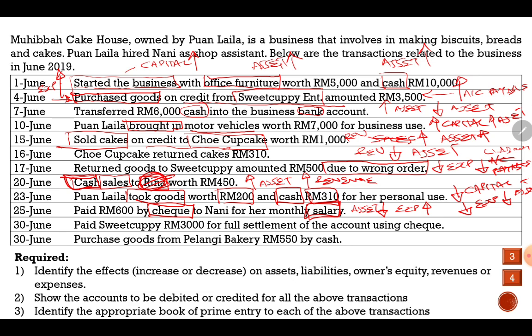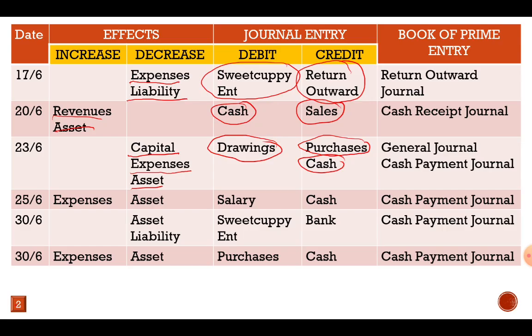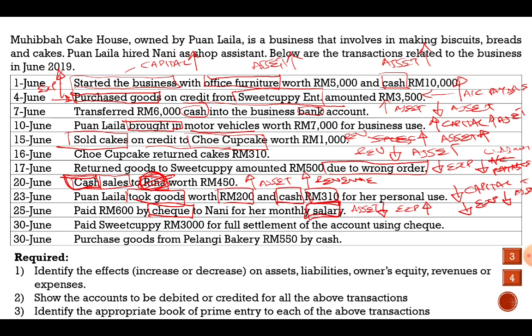Okay. Asset will decrease. Expenses will increase. So, expenses increase. Asset decrease. Expenses dia apa? Salary lah. Debit salary. Dia bayar guna, oh ni salah ni. Dia bayar guna check tadi. So, this one is bank. Bukan cash ya. Tolong betulkan dalam slide tu nanti ya. So, credit bank. Sebab dia bayar guna check. Betul kan? Paid RM600 by check. Okay. So, debit salary, credit bank.